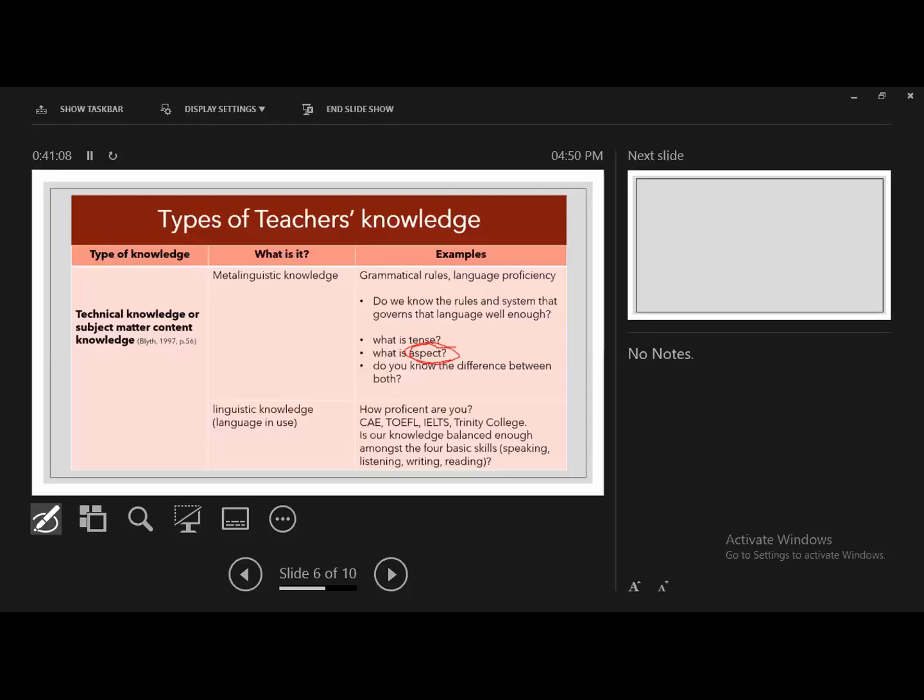And grammar is the core of the language. Grammar is like the backbone of the language, right? It's like we say in Spanish, la gramática en el inglés es la columna vertebral, ¿sí?